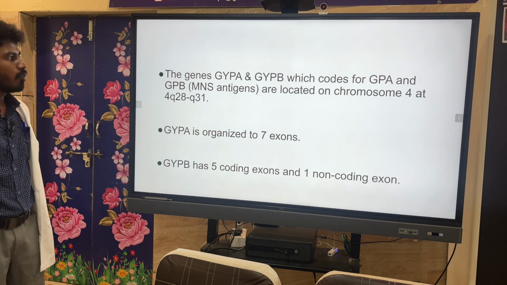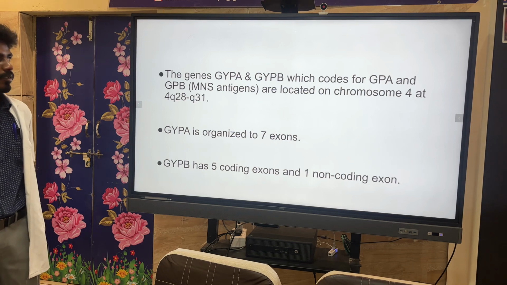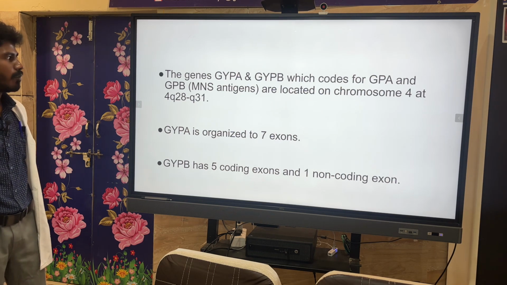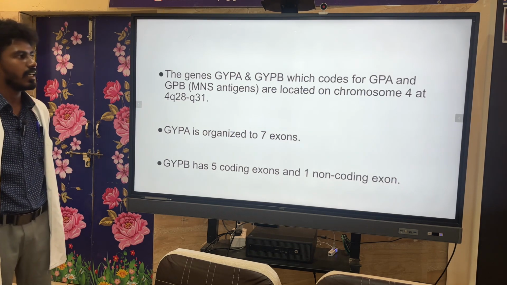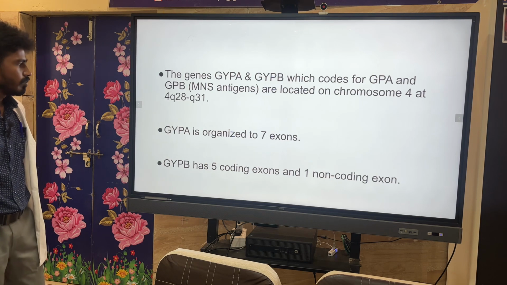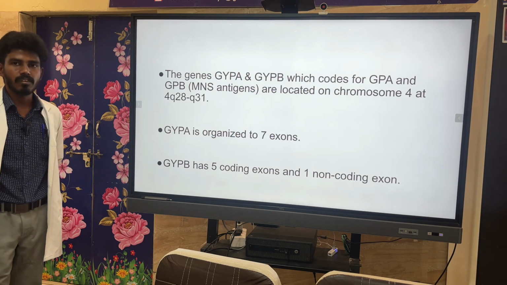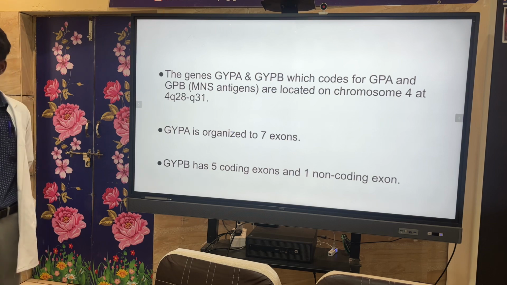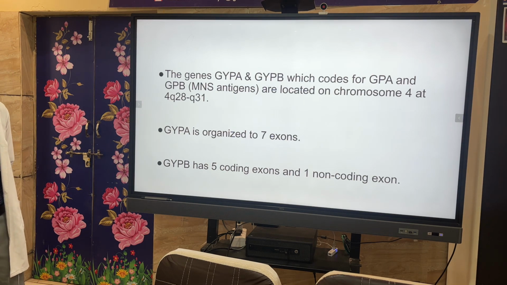The genes which code for glycophorin A and glycophorin B, the MNS antigens, are located on chromosome 4. Glycophorin A is organized into 7 exons. Glycophorin B has 5 coding exons and 1 non-coding exon.